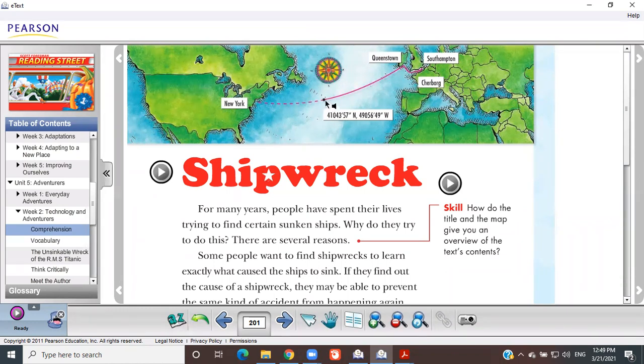So people are going to search this area for what? For finding sunken ships.